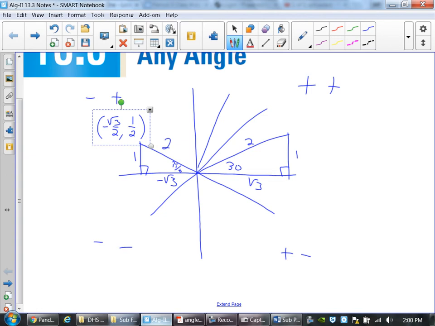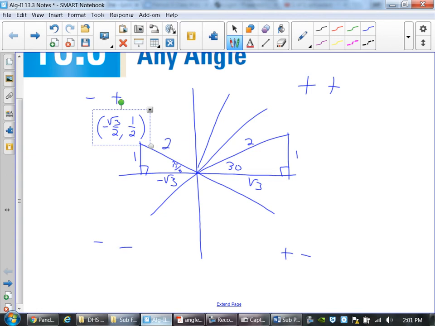What happens to tangent then? Is tangent going to be positive or negative in the second quadrant? Are you sure? It's negative. Tangent winds up being negative because tangent's opposite over adjacent. Your opposite is positive, your adjacent's negative. What's a positive divided by a negative?